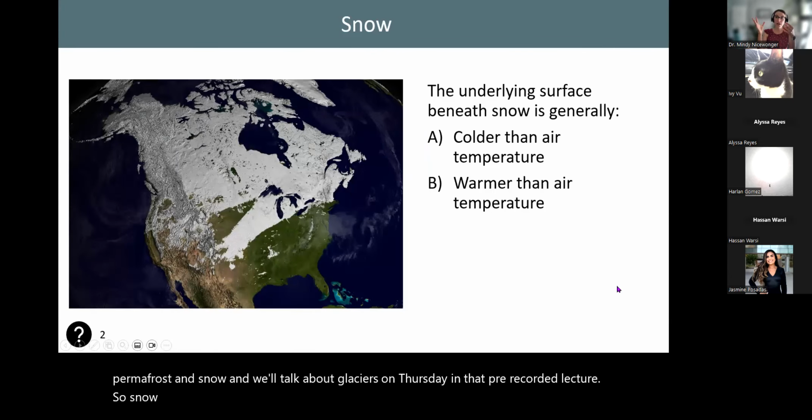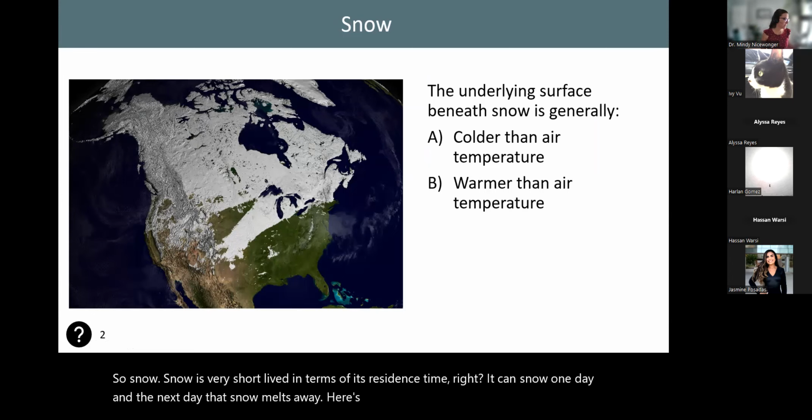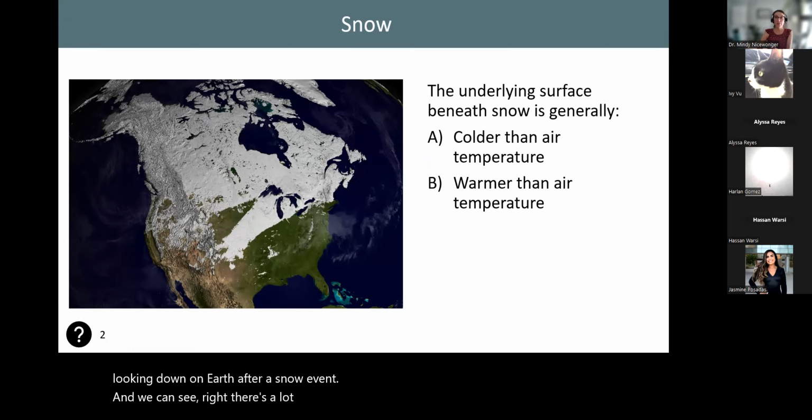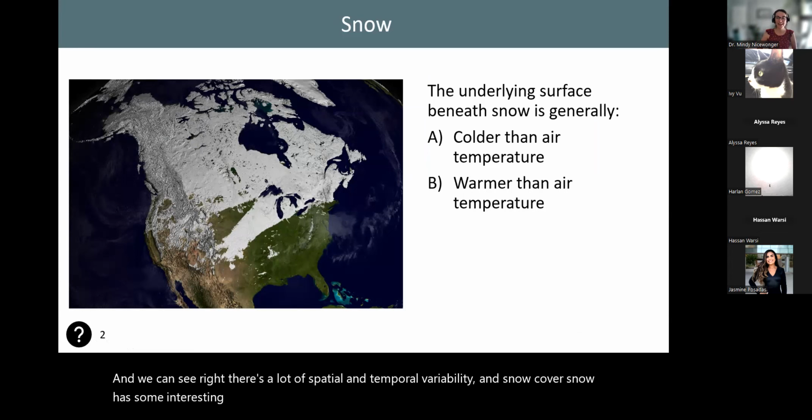Snow is very short-lived in terms of its residence time, right? It can snow one day and the next day that snow melts away. Here's a visible satellite image looking down on Earth after a snow event. And we can see there's a lot of spatial and temporal variability in snow cover. Snow has some interesting properties, though. It actually can change the temperature of the air and the ground because of these properties.